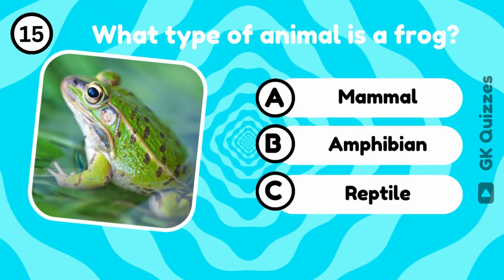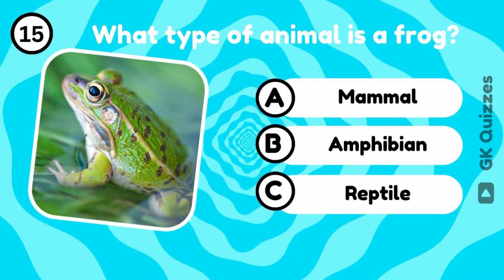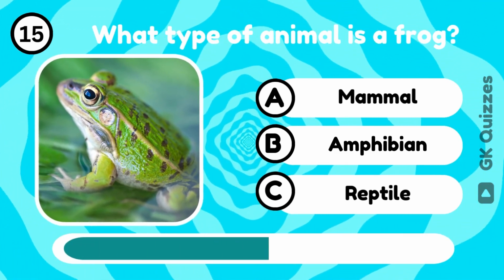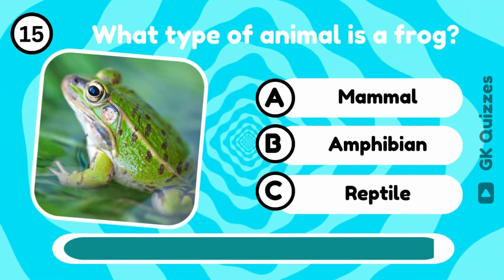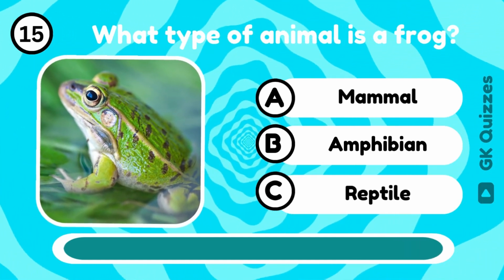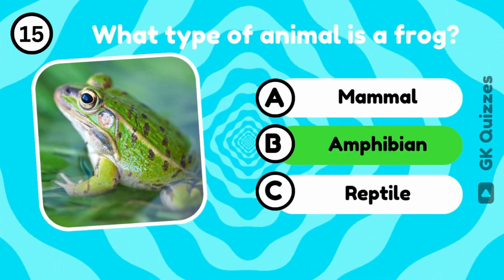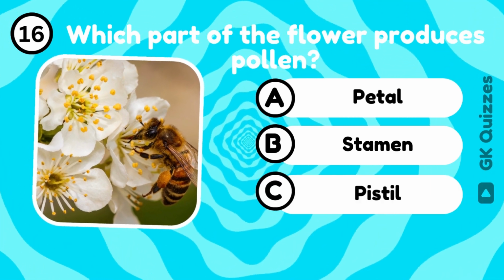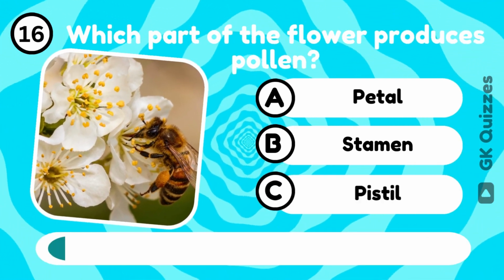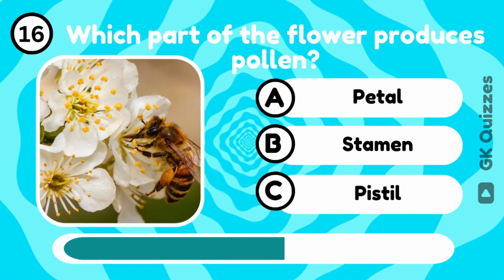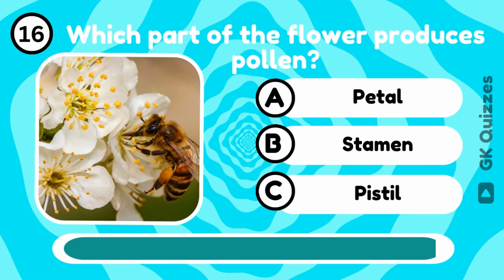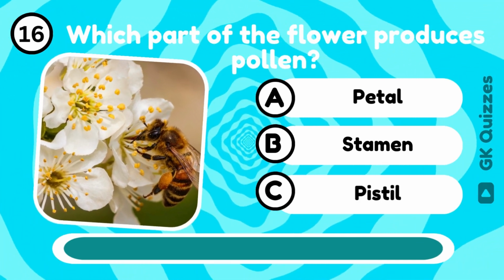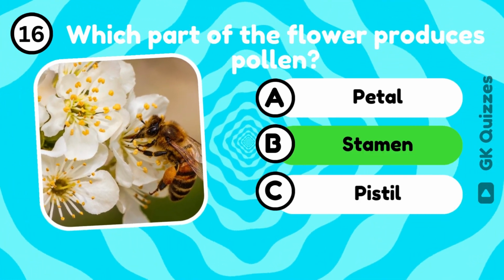What type of animal is a frog? Mammal, amphibian, or reptile? The correct is amphibian. Which part of the flower produces pollen? Petal, stamen, or pistil? The correct is stamen.